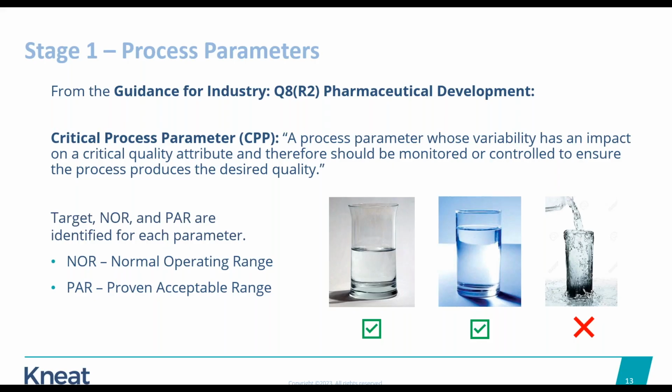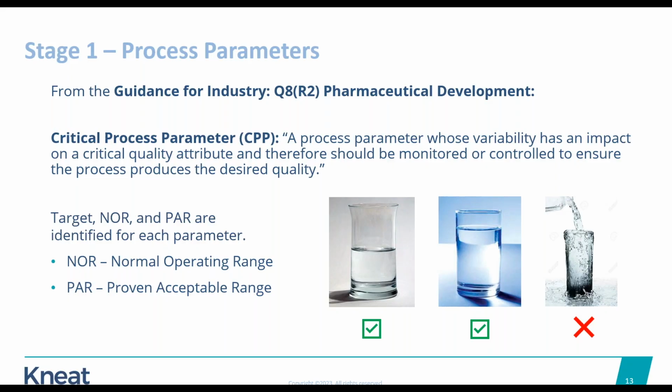So along with assigning whether the parameter is critical or not, we will also assign different values to that parameter, which would be the target value, the NOR, which stands for normal operating range, and then also the PAR, which is the proven acceptable range. So to explain these, I have 3 glasses of water here again, so bringing in the water examples.